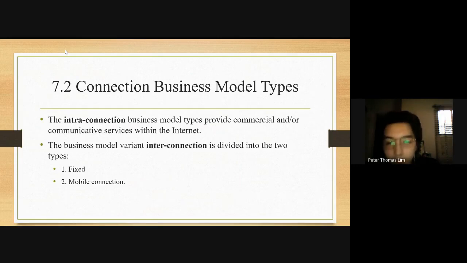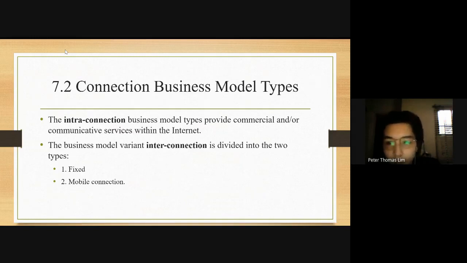So both services offer the user a secure, private connection with friends and acquaintances in order to communicate via text messages and internet telephony, as well as to exchange data. So the business model variant interconnection is divided into two types: the fixed and mobile connection.